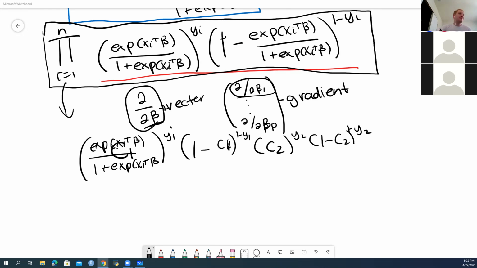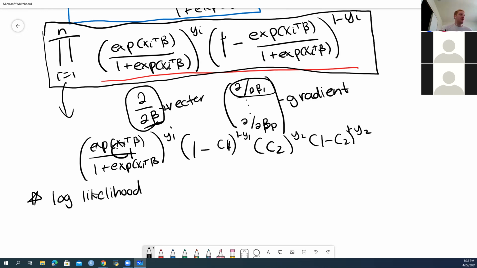So yeah, there's actually not a very good way to simplify it. You pretty much leave it as this. My recommendation would be to find the log likelihood. There's really no way to simplify this when you derive it.